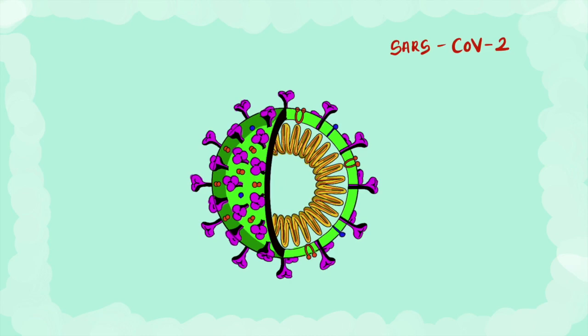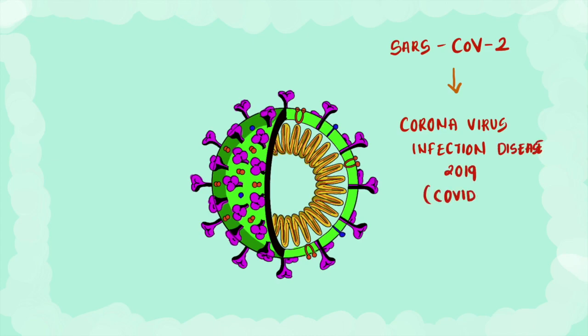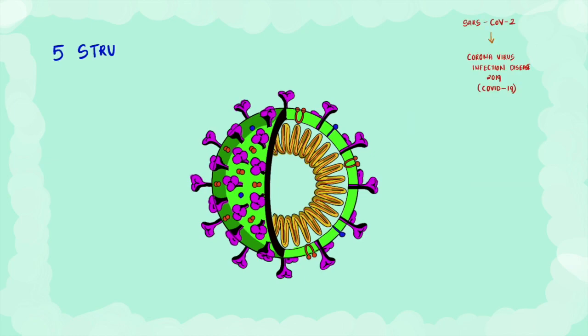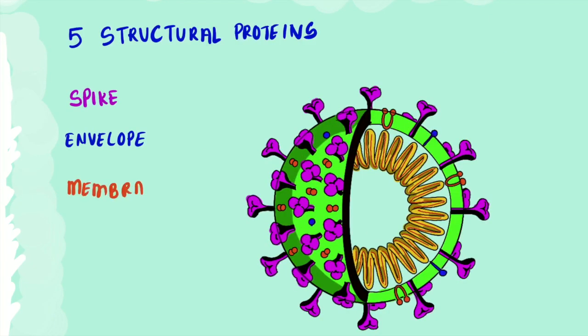These 3 viruses, they all have more than 80% genetic similarity. So until now, I hope you guys understand that SARS coronavirus 2 is the virus which caused the disease coronavirus infection disease 2019 or COVID-19. So basically there are 4 structural proteins: S, E, M and N proteins. S stands for spike protein, E stands for envelope protein, M stands for membrane protein and N stands for nucleocapsid protein.